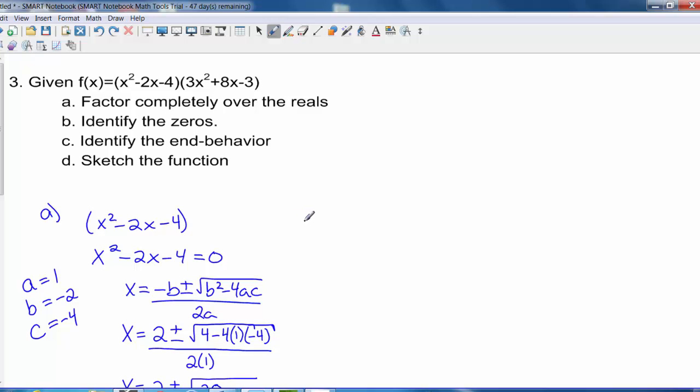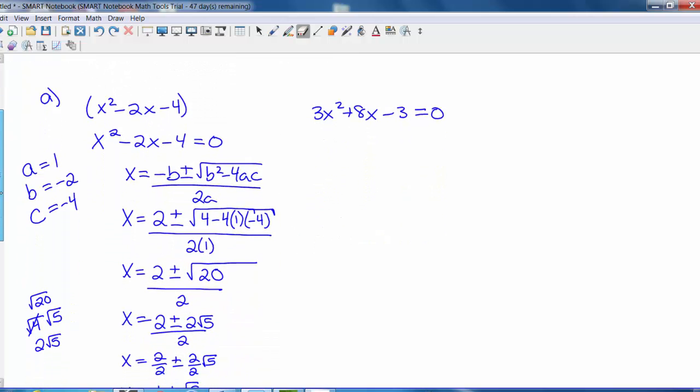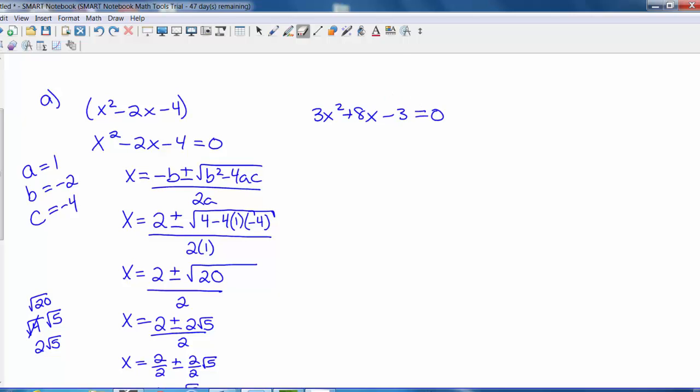Now I'll do my second quadratic. It's 3x squared plus 8x minus 3. I'm going to set it equal to 0. Okay. You could do completing the square if you wanted to. This problem would really be obnoxious to do completing the square, because remember your a value has to be 1, and so if I divide this whole thing by 3, I'd have 8/3. You would then have to take half of 8/3 and square it. It would just be really obnoxious.